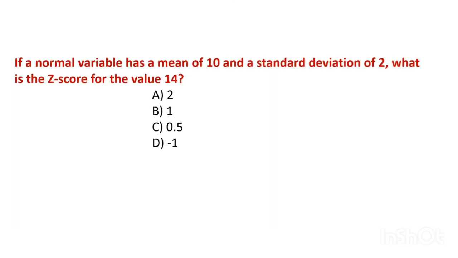If a normal variable has a mean of 10 and a standard deviation of 2, what is the Z score of the value 14? Generally, we have the formula for computing Z, x minus mu divided by sigma, where mu is the mean, sigma is the standard deviation, and the x value is already given, it is 14. 14 minus 10 divided by 2 is 4 divided by 2, which is 2. The correct answer is 2 here.